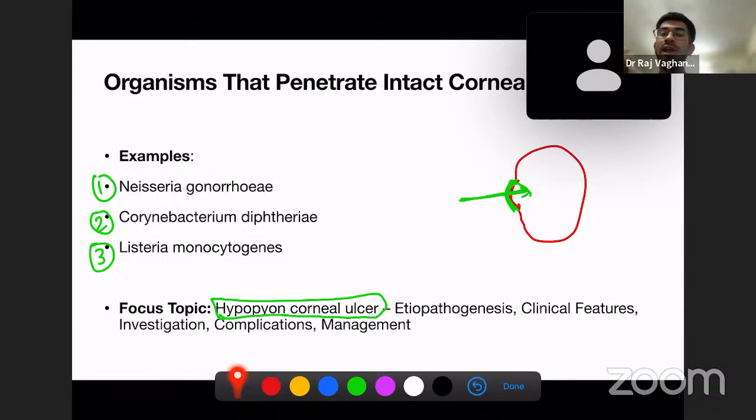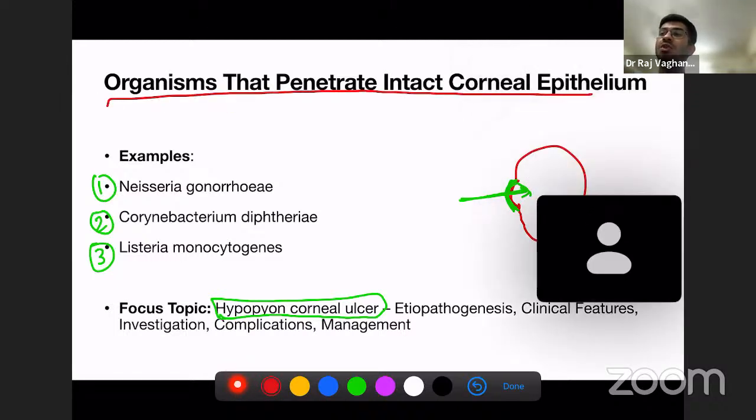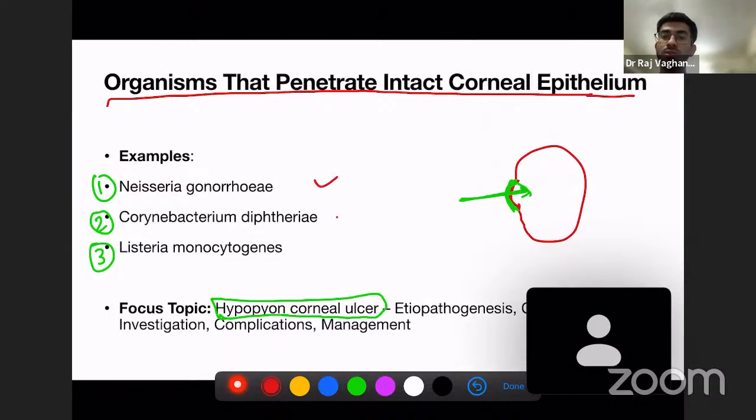That is the main topic, and it is a long answer question. If a question comes on hypopyon corneal ulcer, you have to write your answer under etiopathogenesis, clinical features, investigation, complications, and management. But just to gain extra marks, or to create a good impression on the examiner, always write the organisms that penetrate intact corneal epithelium. Don't forget to write these three organisms. They are very important if you're writing an answer about hypopyon corneal ulcer.